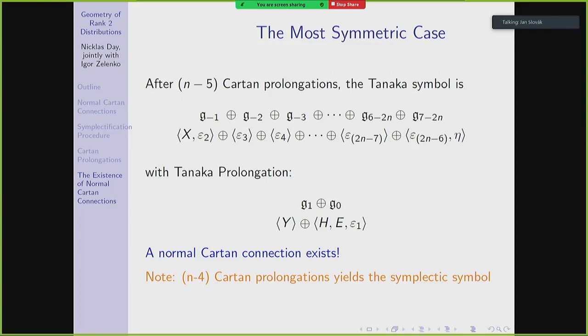Also, this works out very nicely that it's the n minus 5th Cartan prolongation here, because the existence of the Cartan connection in the n minus 5th prolongation also coincides with where the Tanaka symbols unify, right? We take n minus 5 Cartan prolongations, and suddenly, no matter what your distribution was, the Tanaka symbol is this, and after n minus 5 prolongations, we have a normal Cartan connection. So the answers to these two questions coincide.